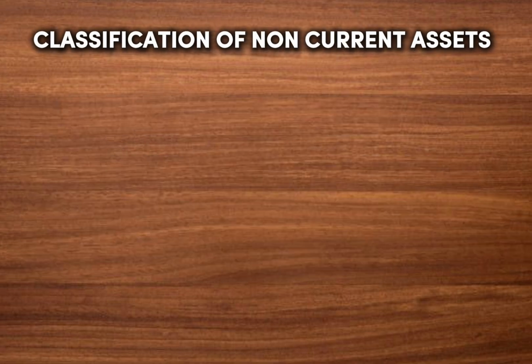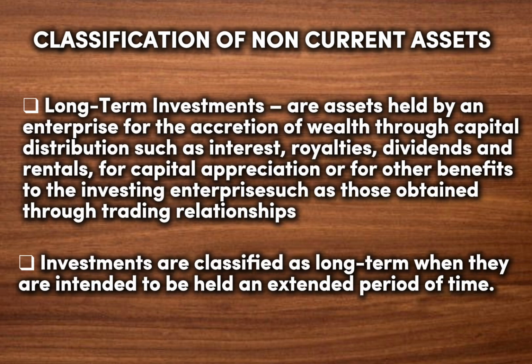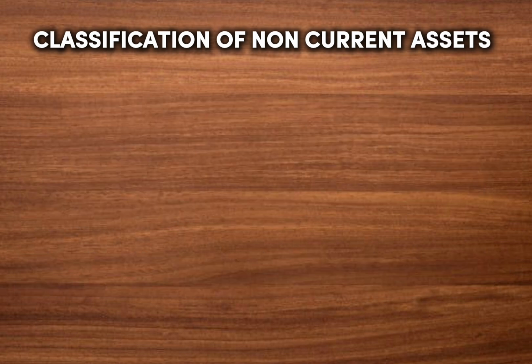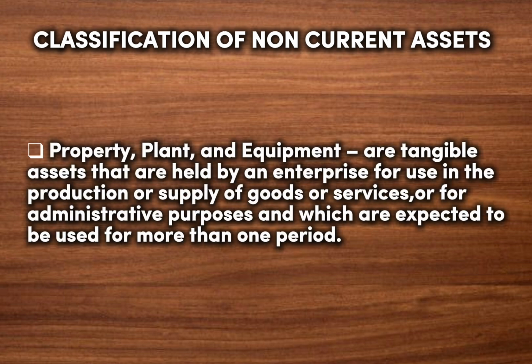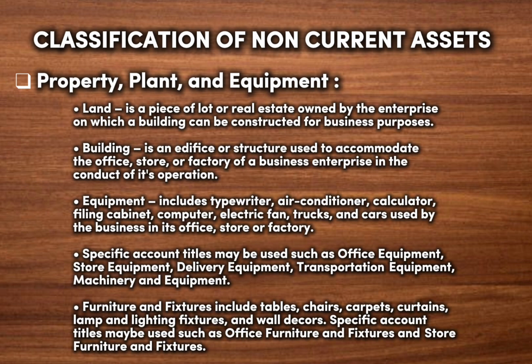One type of non-current asset is long-term investments. These are investments held for a long period to earn interest, dividends, rentals, or to increase in value over time. Another major group of non-current assets is property, plant, and equipment. These are tangible assets used in business operations. Examples include land, buildings, equipment, and furniture and fixtures. These assets are not bought for resale, but are used to help the business produce goods, deliver services, and operate efficiently.